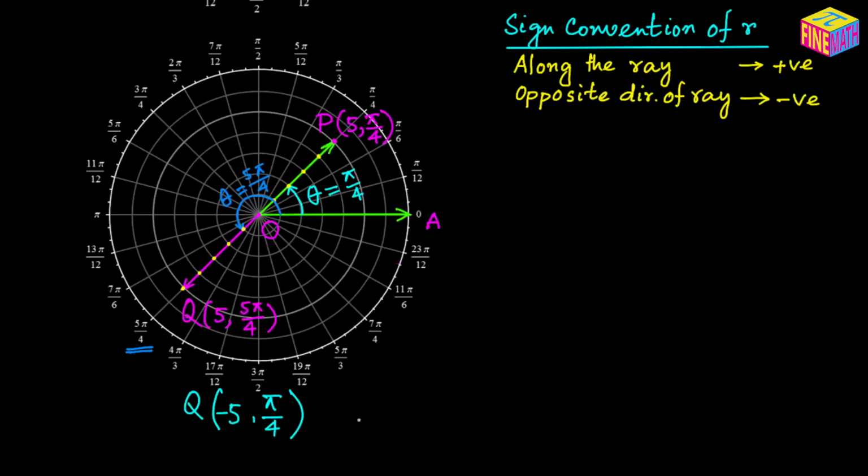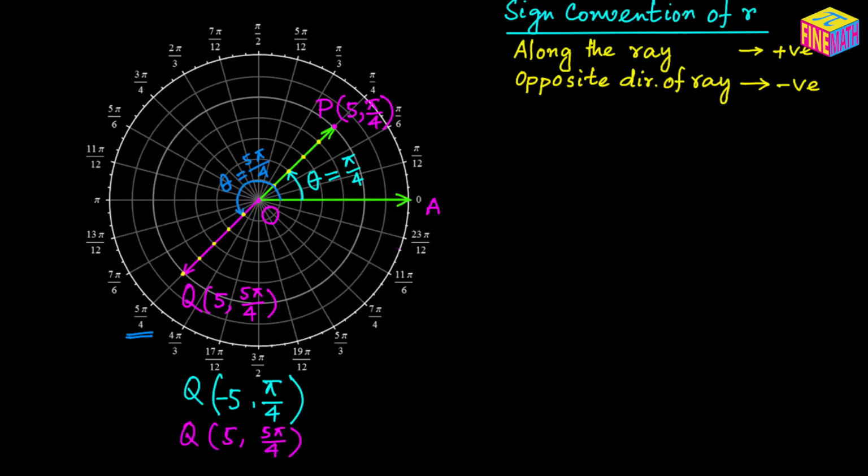Let me write it down again. And they both are the same thing. It's still the same point Q. We can denote it in two different ways. And here you can clearly see the sign convention of R. When R is measured along the ray from the pole, then R should be denoted as positive. And when R is measured in the opposite direction of the ray, then it should be denoted as a negative value. I hope this point is clear, and it's actually very important.